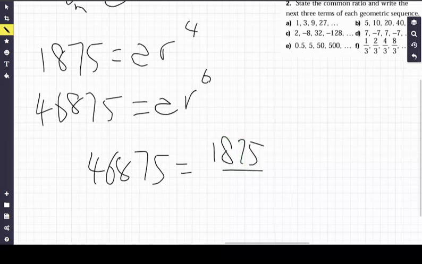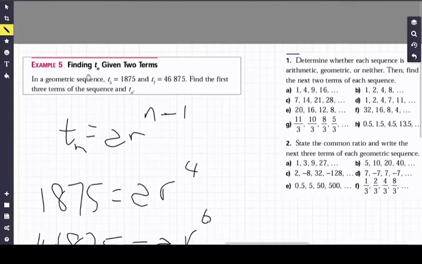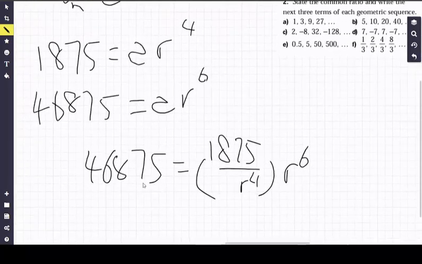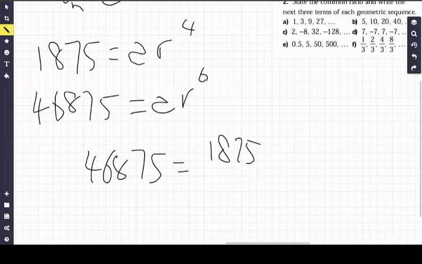1875 over R^4 multiplied by R^6, right? We just plug in for A. I mean, A is the same for both equations. It tells us this is the same sequence, so A should be the same no matter what, and so is R. So we multiplied this by R^6. So R^6 over R^4, we know the exponent law, so 6 and 4 cancel out, and that just becomes R squared at the top.